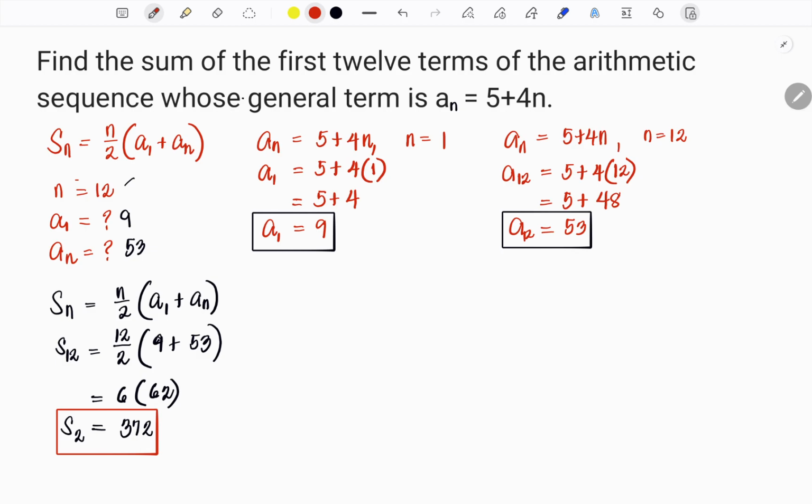So this is our first approach to solve this problem using one of the arithmetic series formulas defined by S sub n equals n over 2 times the quantity a sub 1 plus a sub n. And let's move on to our second approach.